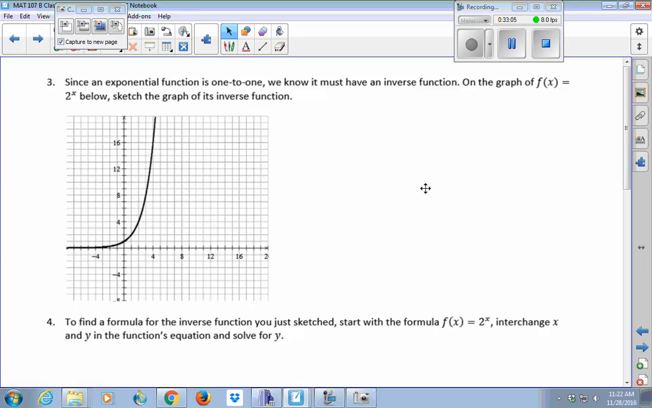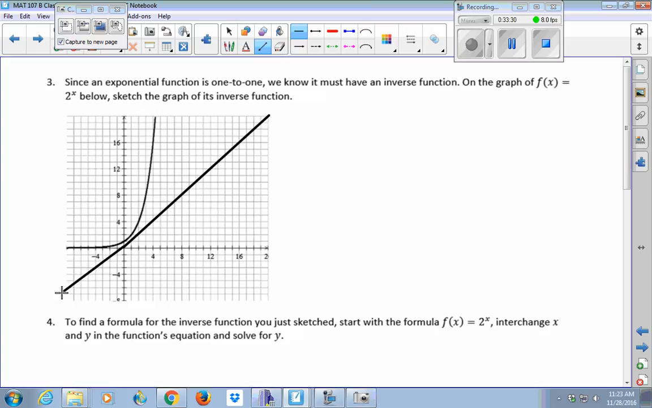Where might you start? What would you start with here to try to sketch the inverse function? Yeah, Ben? Yeah, y equals x, because you know that it reflects over the line y equals x. So you try to get 1, 1, 2, 2, 3, 3, 4, 4, 5, 5. You try to go right through like that all the way up. And usually this is a dashed line, so sorry.